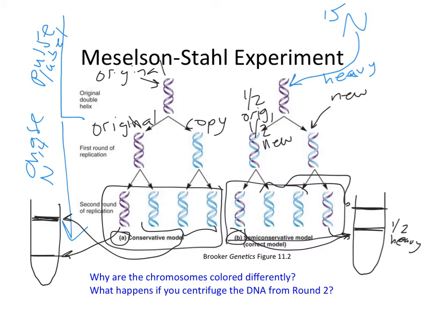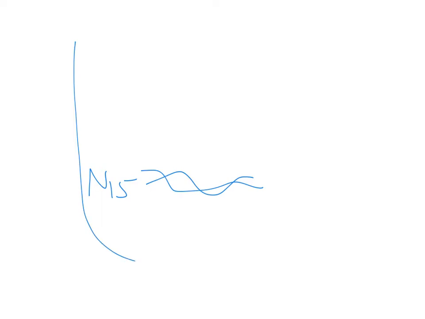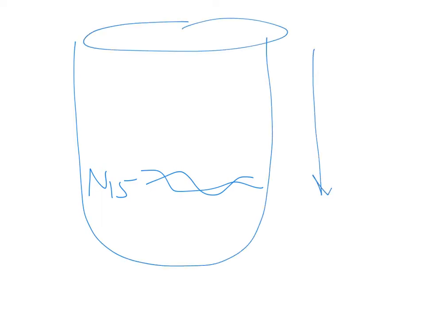And it turns out, N15 double helix will wind up at the bottom of a centrifuge tube. If the top's up here and the centrifugal force is down, N15 molecules will go down to the bottom of the tube. The lighter N14 would float a little bit more. They won't get pushed as far down the centrifuge tube.